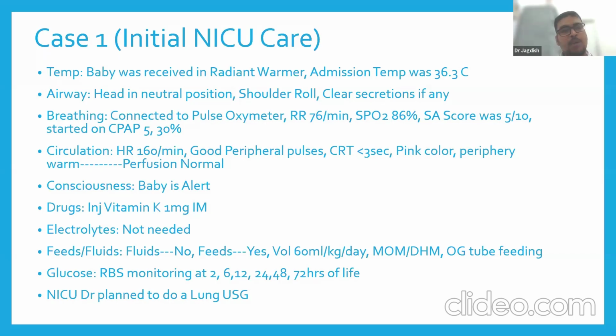T for temperature, baby was received in the radiant warmer. The admission temperature was 36.3 degrees centigrade, which you know that is cold stress, more practical because baby has been transferred. So you know here from the temperature point of view, if the admission temperature falls more than 1 degree centigrade below normal, it increases the mortality of newborn by almost 30%. So we need to be extremely careful to maintain the temperature at admission.